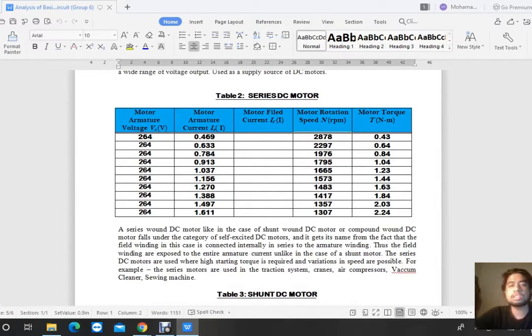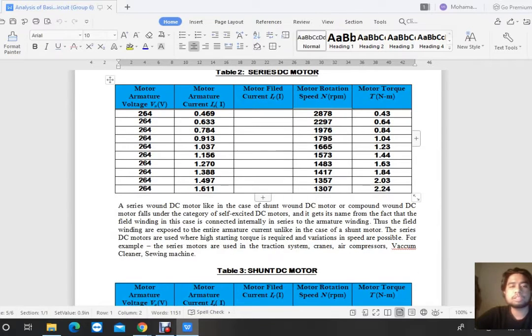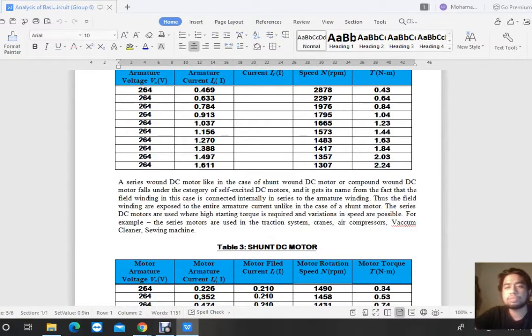For the series DC motor, the series wound DC motor, like the shunt wound DC motor or compound wound DC motor, falls under the category of self-excited DC motors. It gets its name from the fact that the field winding in this case is connected internally in series to the armature winding. Thus, the field winding is exposed to the entire armature current, unlike in the case of the shunt motor. The series DC motor is used where high starting torque is required and variation in speed is possible.